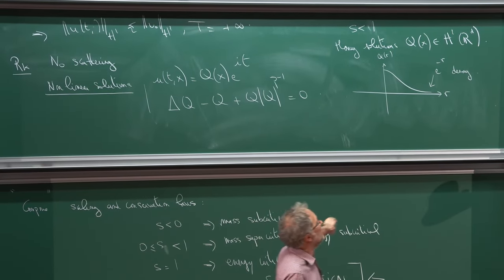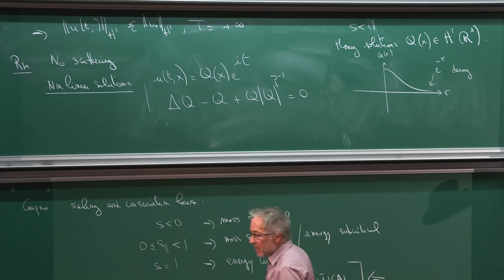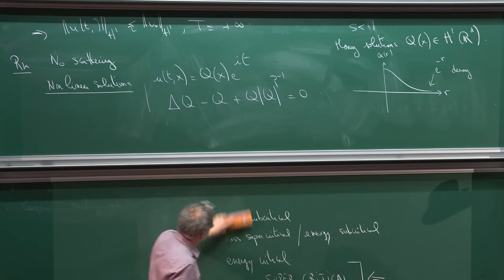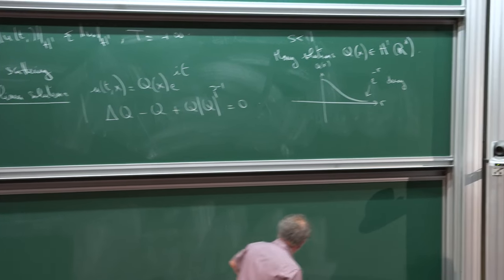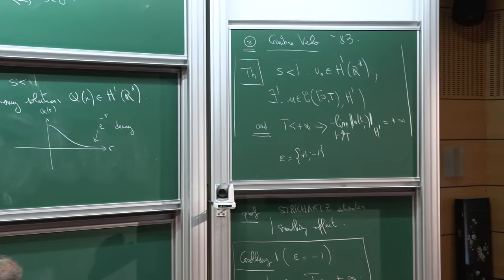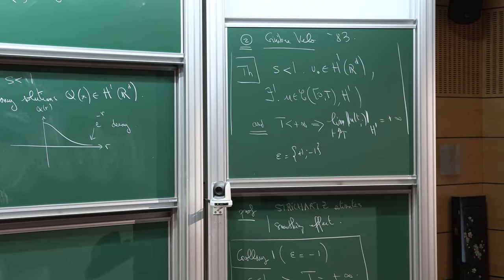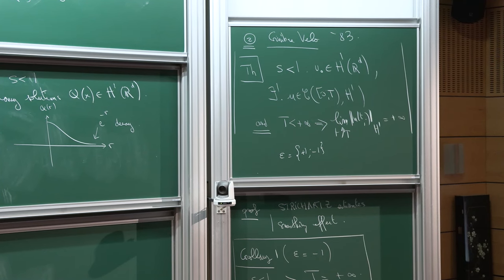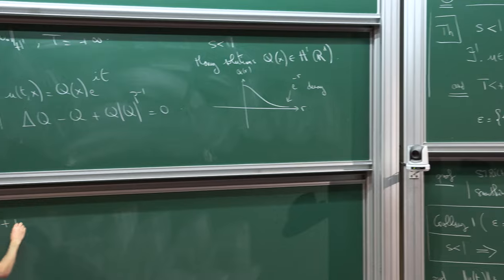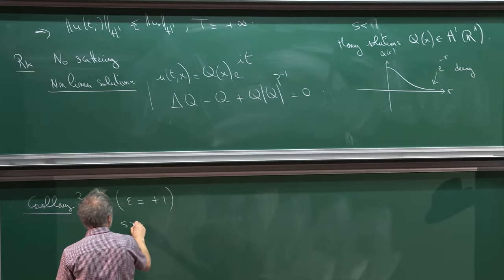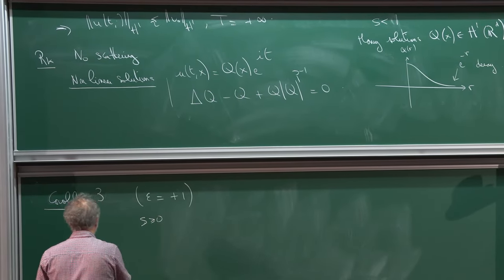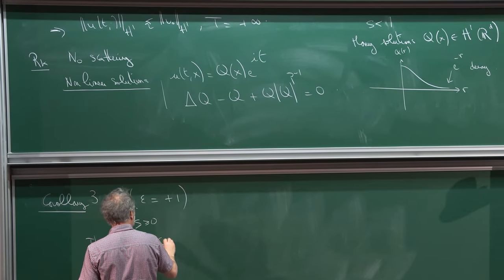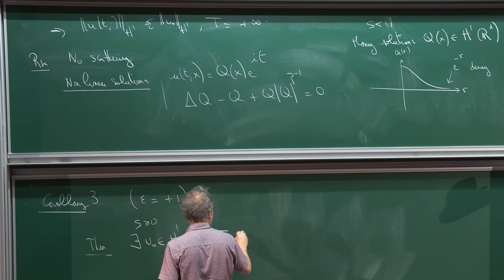So first corollary of Ginibre and Velo: global existence in the defocusing case, and global existence if I am mass subcritical in the focusing case. And third corollary, actually, this is not exactly a corollary, but it's in the same convex envelope. I'm still in the focusing case, and I assume that s is positive. Then there exists data in H1 such that the lifetime is finite.